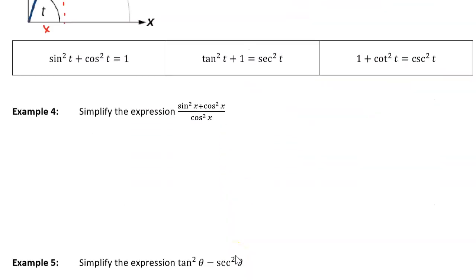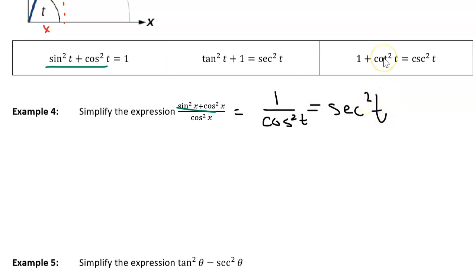Very straightforward. For example 1, we have sine squared plus cosine squared, which is exactly this first identity right here. So sine squared plus cosine squared means that we can just say equals 1. And then 1 over cosine squared, we know from above, or from the previous video, is secant squared.